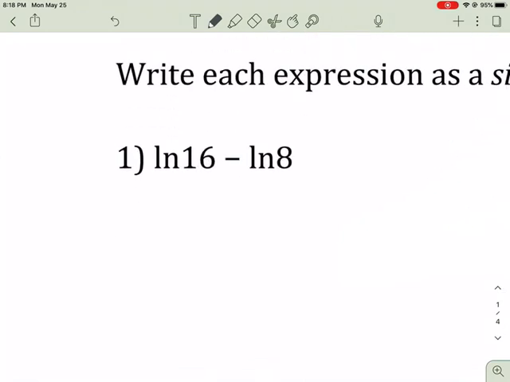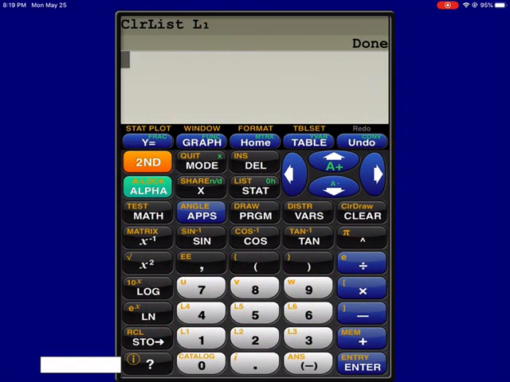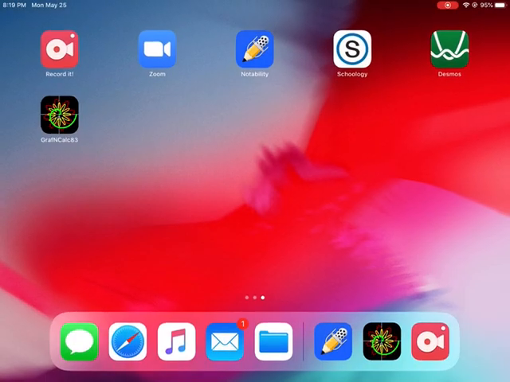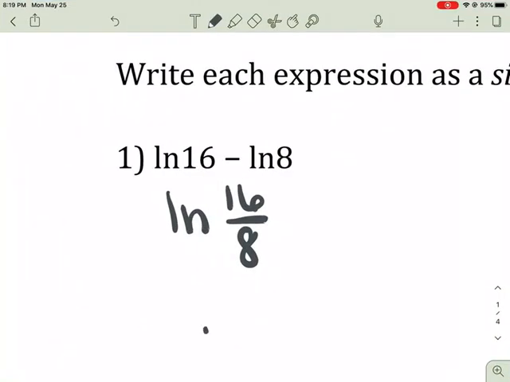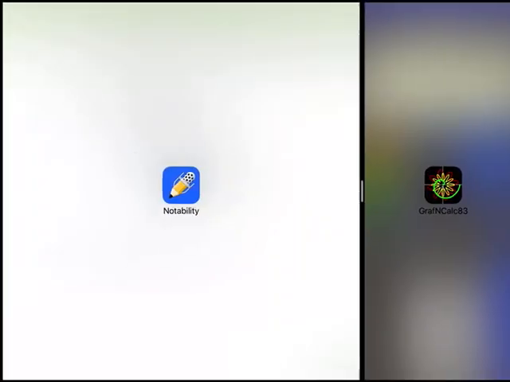Okay, so let's write the expression as a single logarithm. So here's the subtraction. And remember, subtraction means division. So I'm going to write this as ln of 16 over 8. Now, you can use the online calculator that we've been working with. It does have an ln button. It's over here on the left, to the left of 4. So ln, and we can do 16 divided by 8. 0.693. Let me bring that up here so we can have easy access to that.